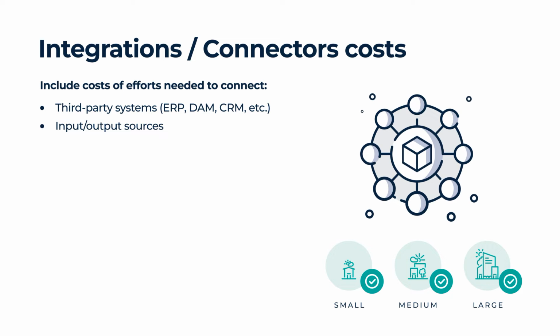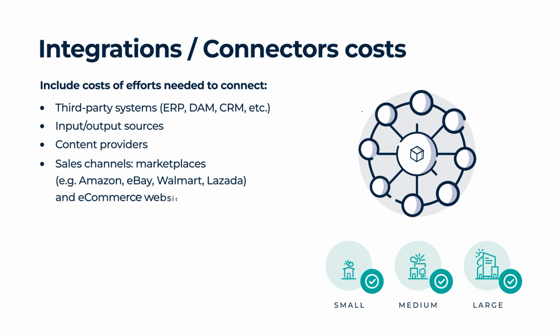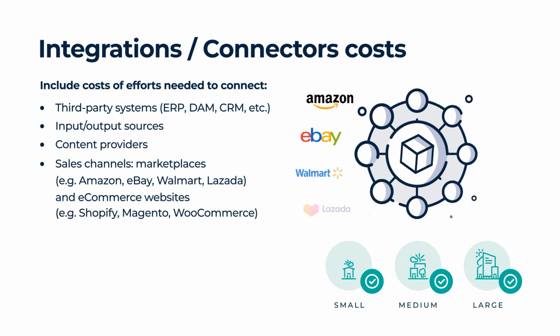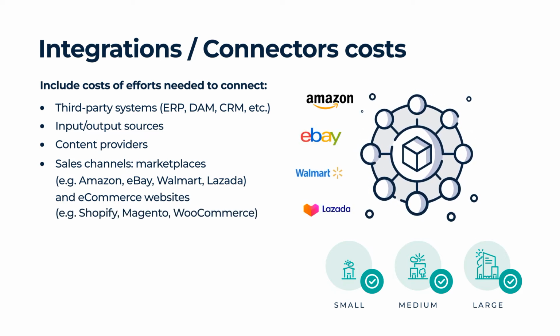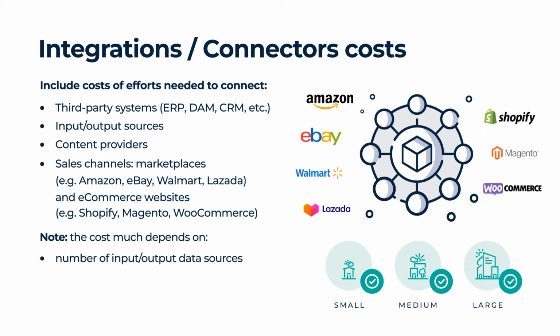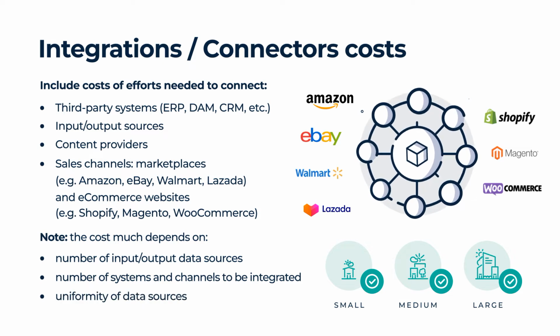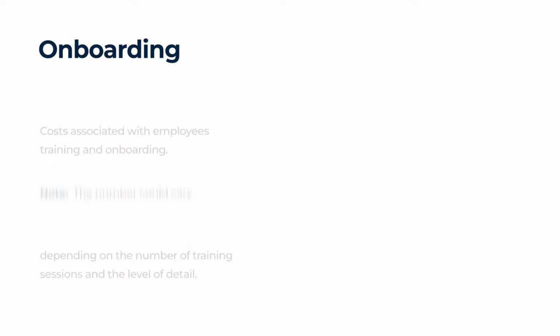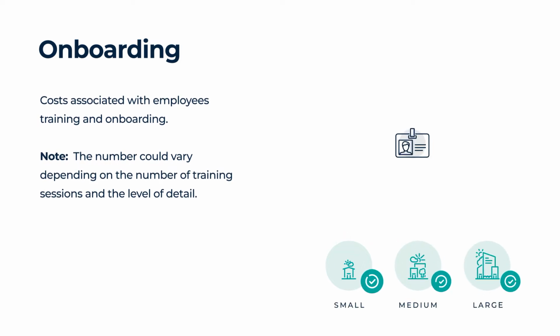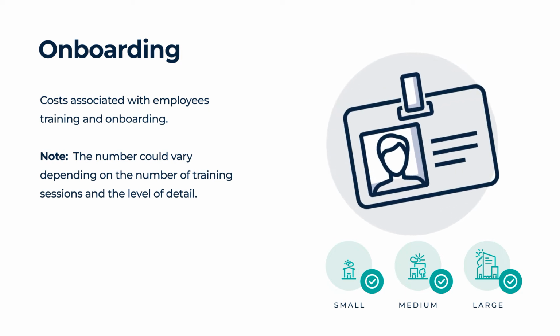Input-output sources, content providers, sales channels, marketplaces such as Amazon, eBay, Walmart, and Lazada, and e-commerce websites, for example Shopify, Magento, and WooCommerce. Note: the cost much depends on number of input-output data sources, number of systems and channels to be integrated, and uniformity of data sources. Onboarding. Costs associated with employees' training and onboarding. Note: the number could vary depending on the number of training sessions and the level of detail.